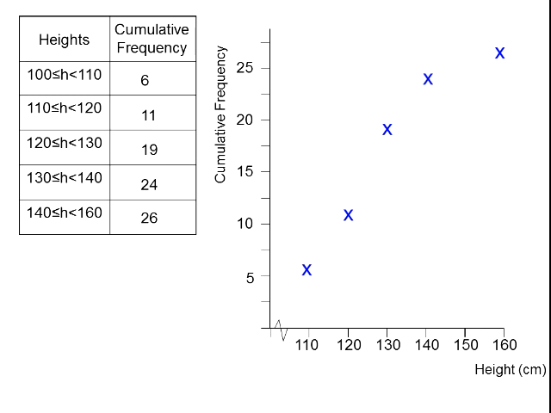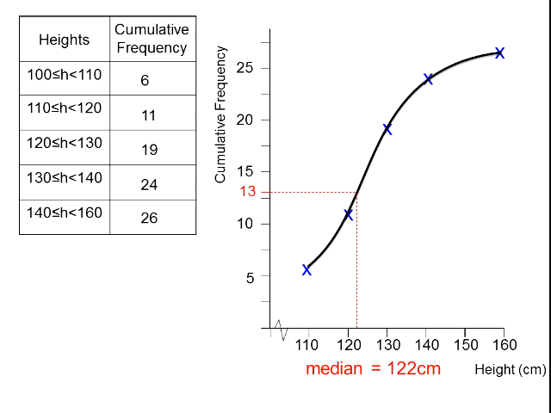Now we're going to join these points with a smooth curve, and we're trying to form something that resembles an S shape, something like that. Earlier we found the median group because there were 26 people, so we said it's the 13th. I'll do the same: we go along from 13 to the line and down, and I get my median, let's say 122. If this is halfway, then a quarter is half of a half, that would be 6.5.